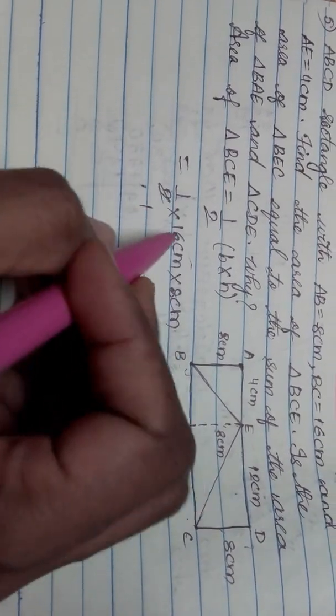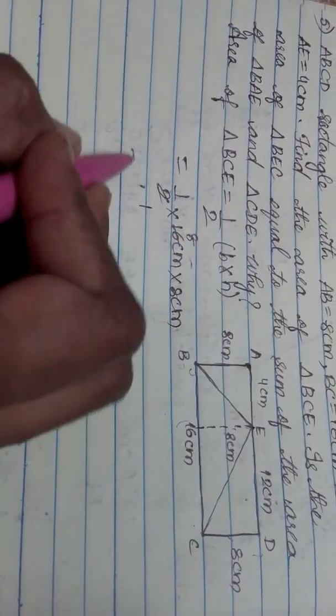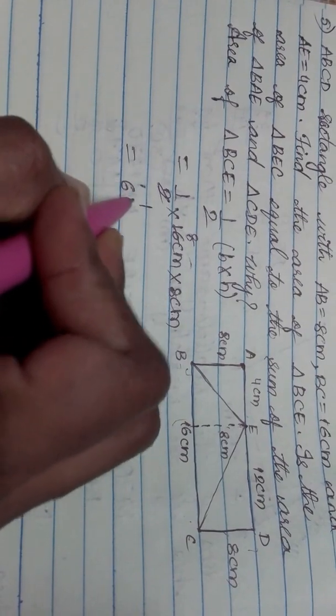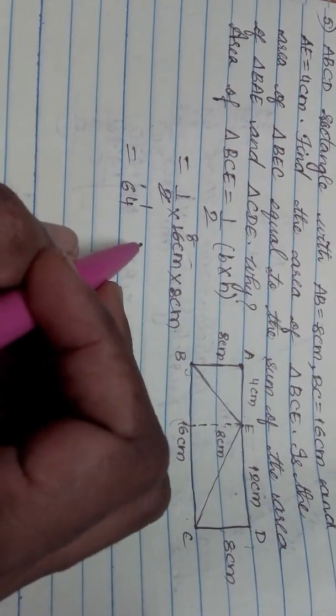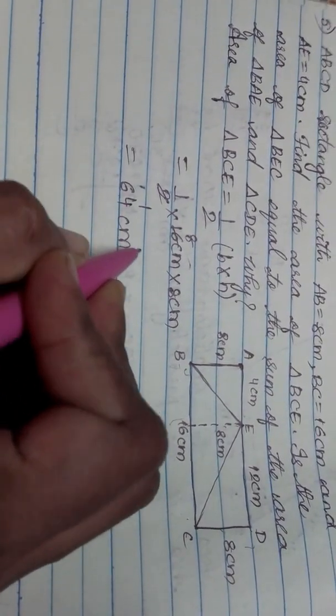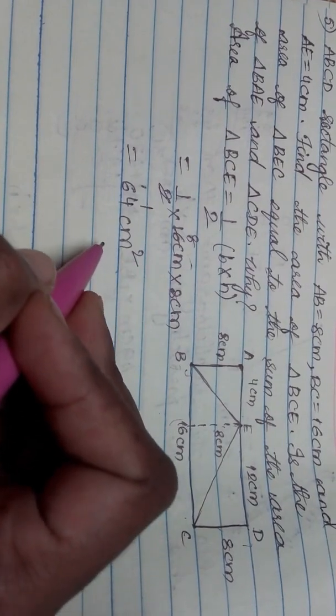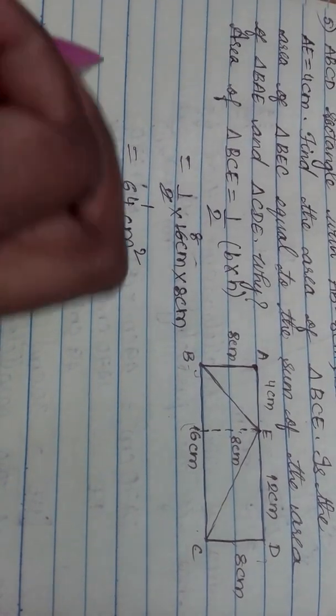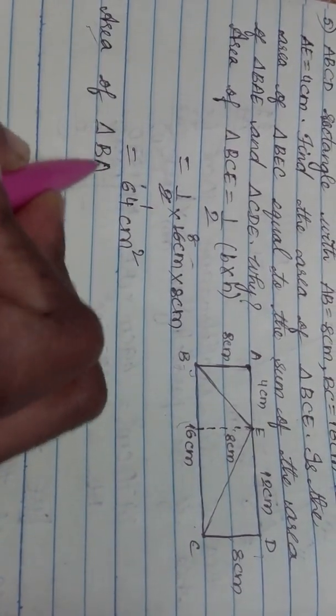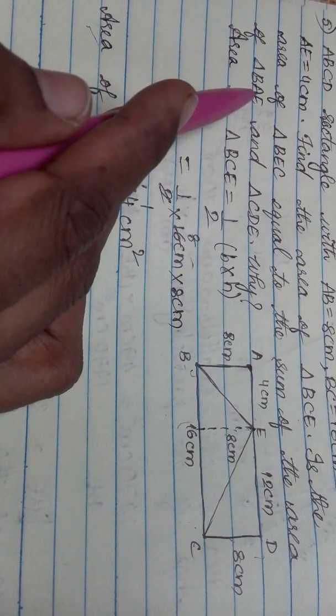Let's cancel. 2 ones are 2, 2 eights are 16. So 8 eights are 64. Centimeter into centimeter is square centimeter. Understood? So the first part is finished. Let us do the next part. The next part is we have to find out the area of triangle BAE. Here they gave the triangle BAE. This is the part.